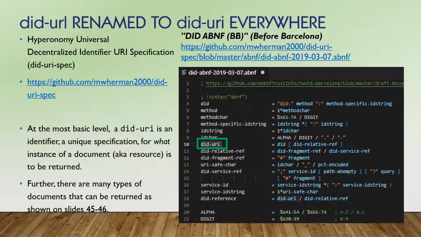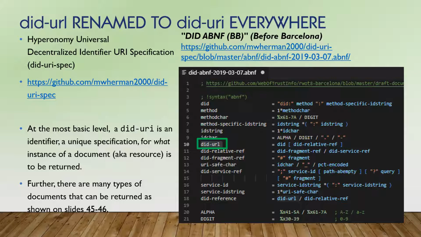When I create the actual did-uri-spec grammar, that rule will be called did-uri. And so there shouldn't be any confusion about that. So even the project up on GitHub has been renamed. So everywhere.